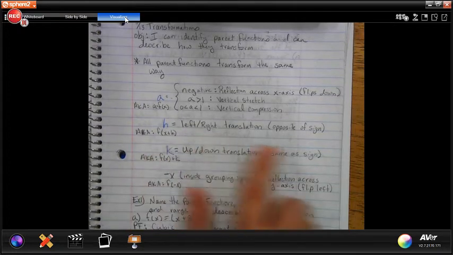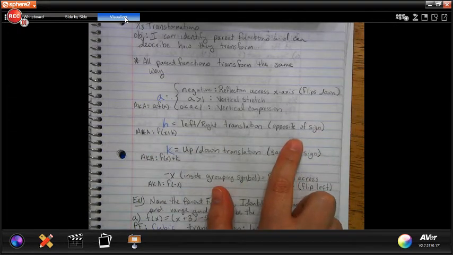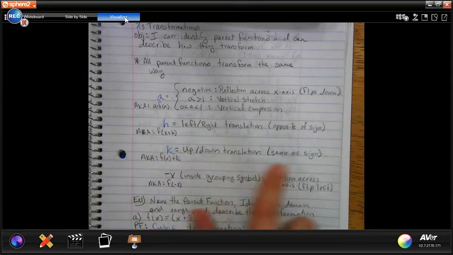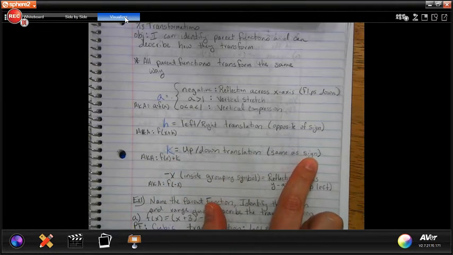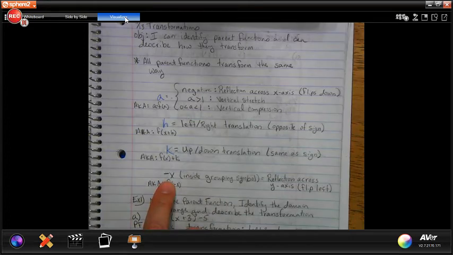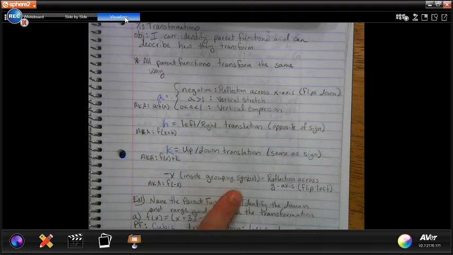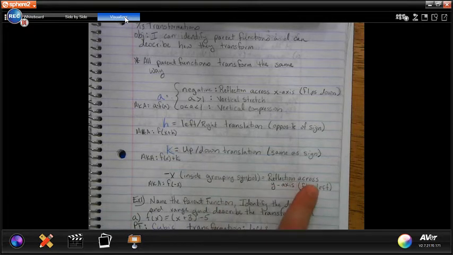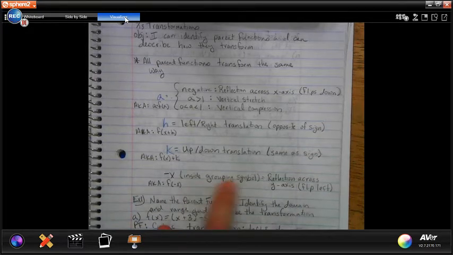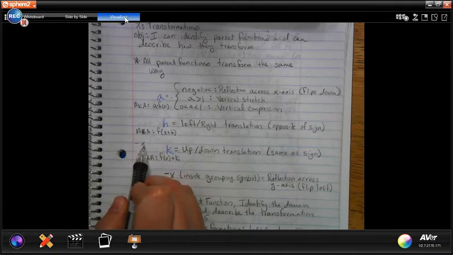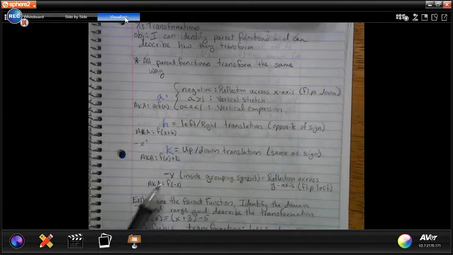H, remember, is left, right, opposite of the sign. Gotta remember that. K is up and down, same as the sign. And then if your X is negative, specifically X is negative and it's inside the grouping symbol, that would be called a reflection across the Y-axis. It has to be inside the grouping symbol, like inside parentheses. So if you have something like negative X squared, that X is not negative. That does not go here because it is not inside a grouping symbol.